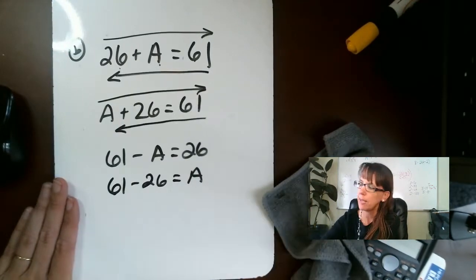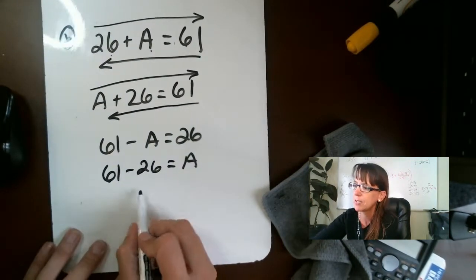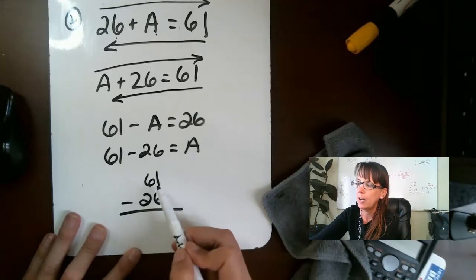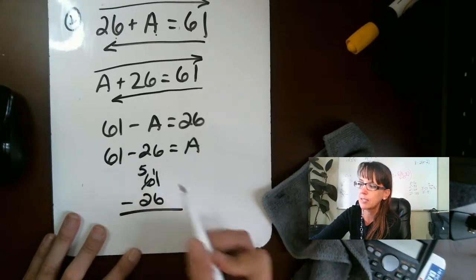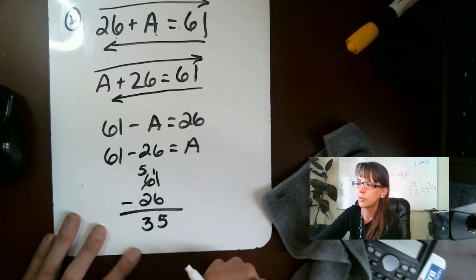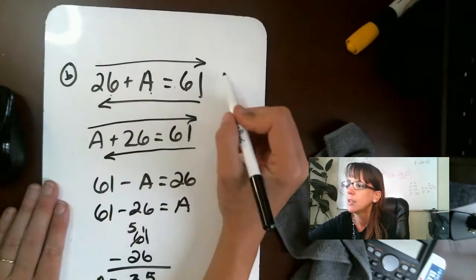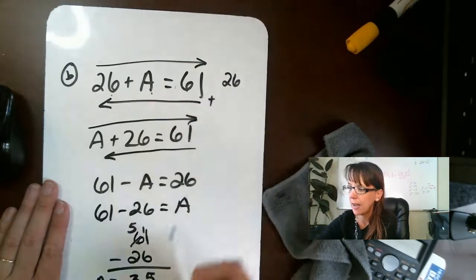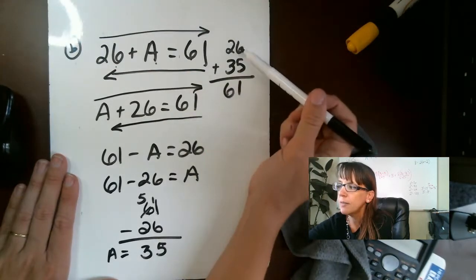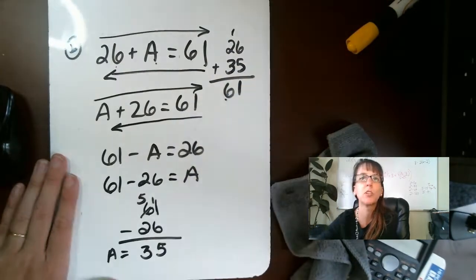Out of our 4 facts, the one that will help us the most is this guy right here. I'm going to rewrite it vertically, it's written horizontally right now, so that I can do the math. 1 minus 6, I need to borrow. So this is going to be 5, that's going to be 11. 11 minus 6 is 5, 5 minus 2 is 3. So A equals 35. Let's go back up to that original problem and see. 26 plus A, but instead of A, we're going to write 35, is 61. Sure enough, 6 plus 5 is 11, carry the 1. 2 plus 3 is 5, plus 1 more is 6. We sure did do this right.